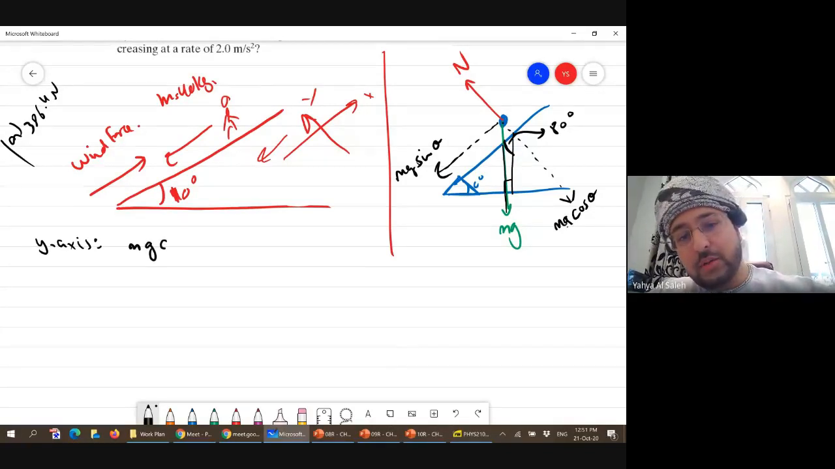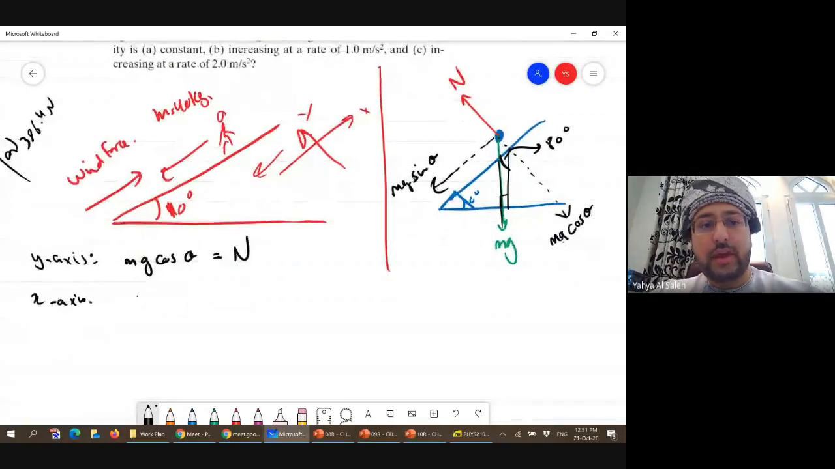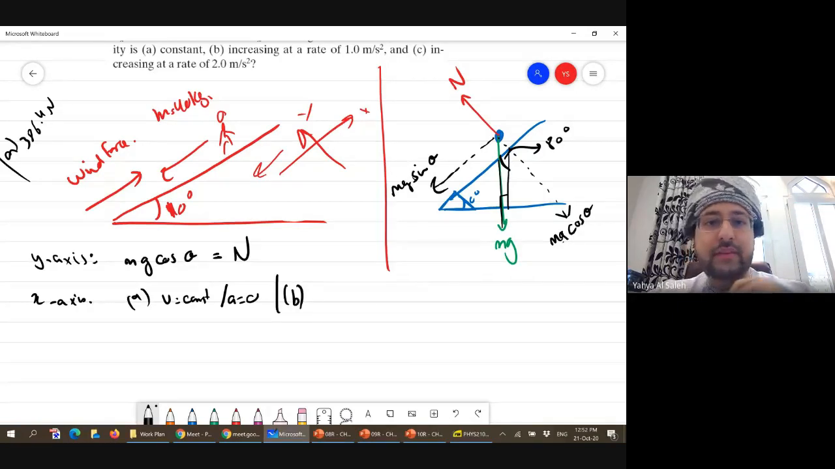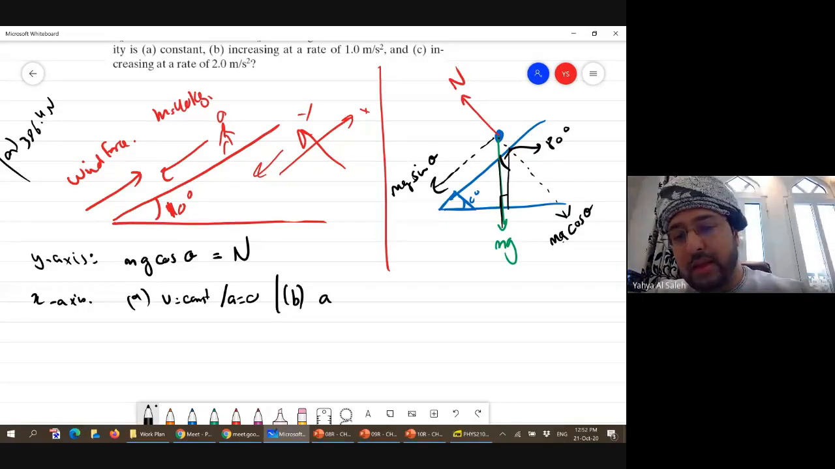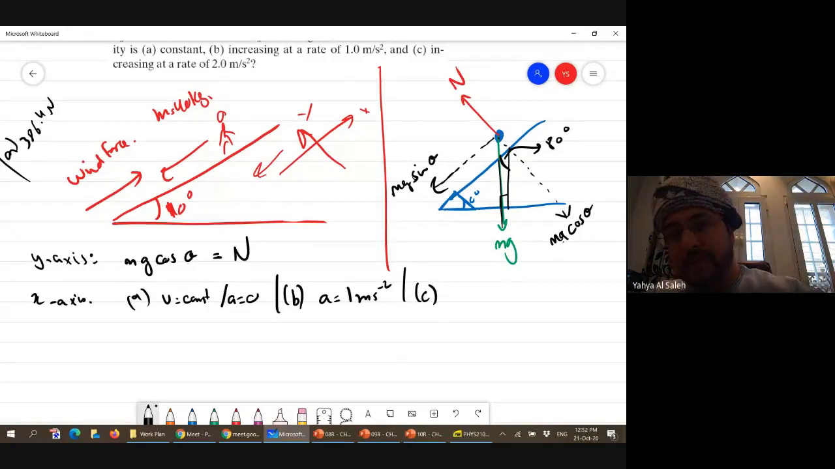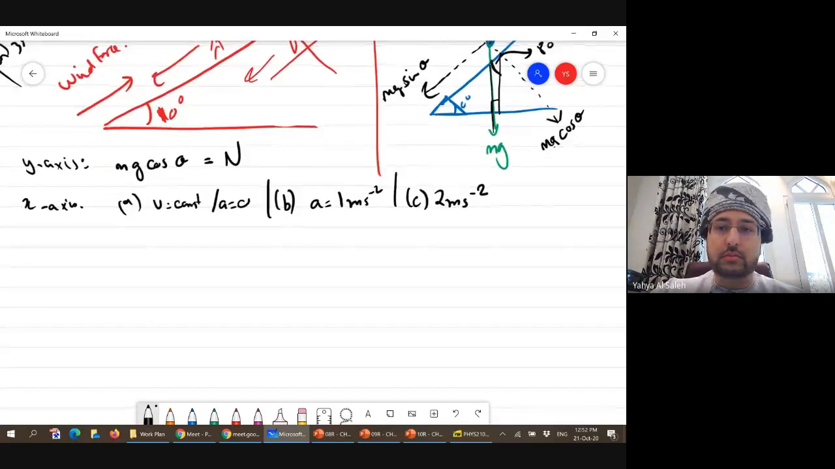So in the y-axis, we know mg cosine theta is equal to N. In the x-axis, we have three cases. Case A: velocity equals constant, meaning acceleration is equal to 0. Case B: acceleration is equal to 1 meter per second squared. And case C: 2 meters per second squared.